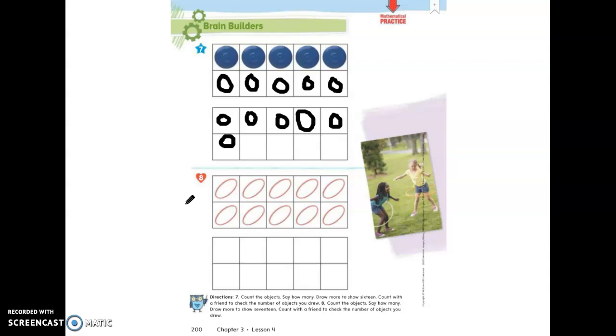Now for number 8, we will do the same thing, but this time we're going to draw more to show 17. So let's count. Well, we know this tens frame is full, so we know that this is already 10. So we can start counting over here. 10, 11, 12, 13, 14, 15, 16, 17. Pause your video if you need more time and check your work.